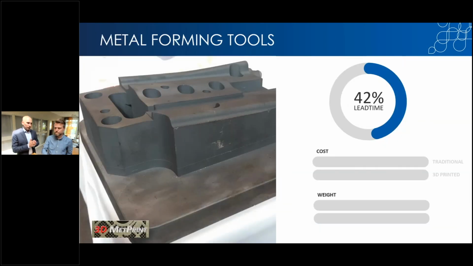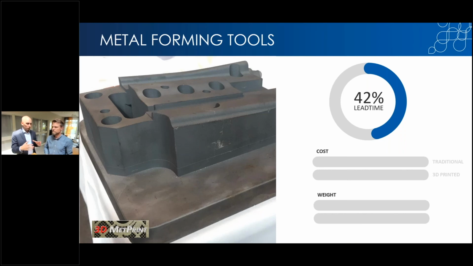Next up is an actual metal tool. This is used for metal forming, stamping. What we did was that we printed the entire tool, put it inside a stamping machine, and it's run since then, basically. We compared the lead time of the tool, the cost, the weight, and the hardness of the tool. So these are the numbers we got.